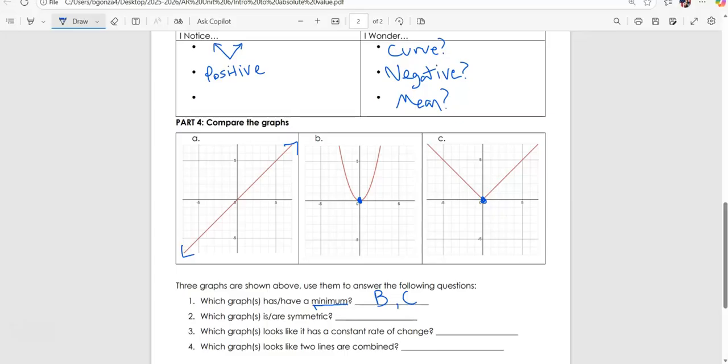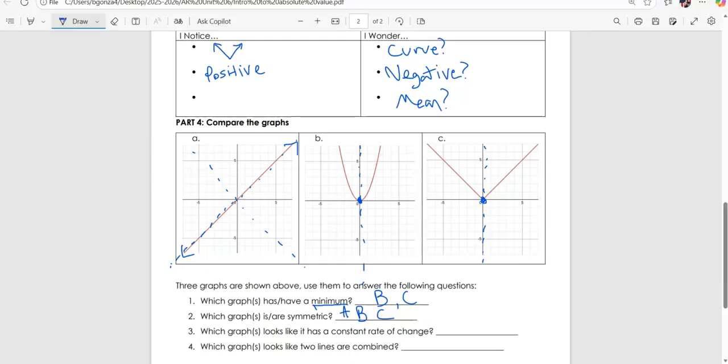Which graphs are symmetrical? So actually A, B, and C are all symmetrical depending which way you look. A is actually symmetrical across y equals x, like across this line or this line. B is symmetrical if you cut it down the middle straight up and down. C is symmetrical if you cut it up the middle straight up and down. It just depends which way you orient it.